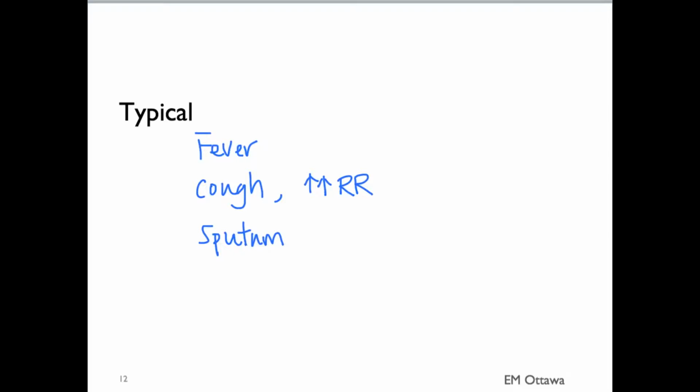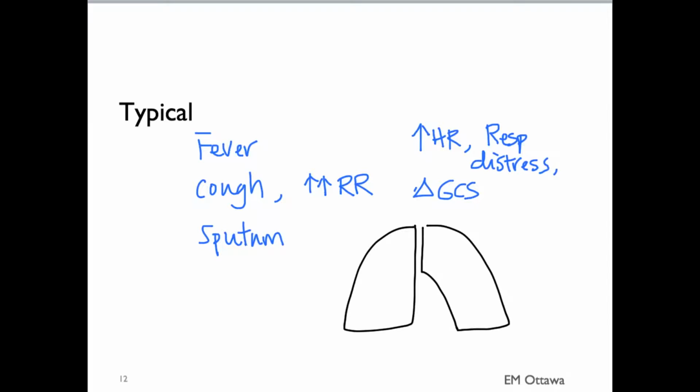On exam, they are usually tachycardic and may be in respiratory distress. They might be confused. On your respiratory exam, you may hear adventitious sounds, such as crackles, rales, rhonchi, or wheezes. There might be decreased breath sounds and dullness to percussion. If there is a pleural effusion, you may also hear pleural friction rub.